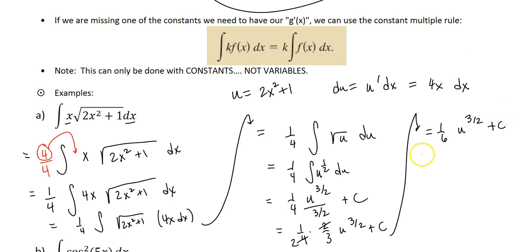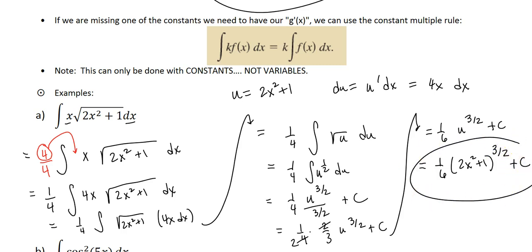I promise we're almost done. That'll be 1/6 times 2x squared plus 1 to the 3/2 all plus c. And that would be an appropriate place to leave my answer.